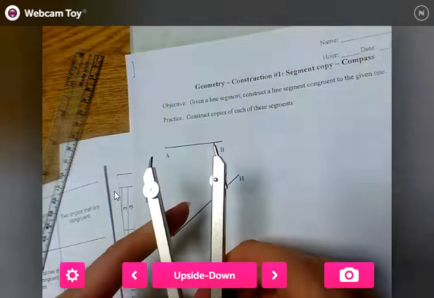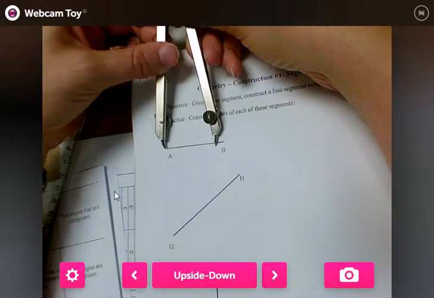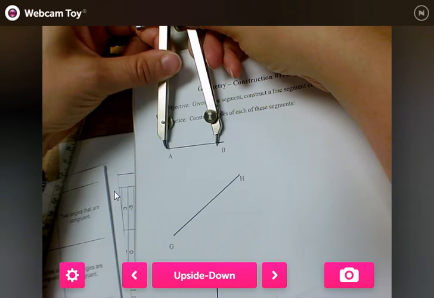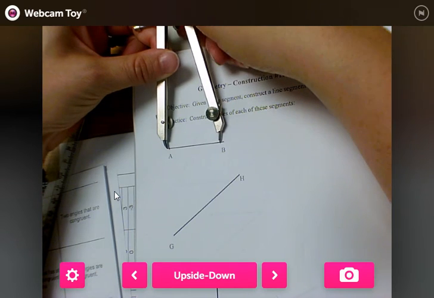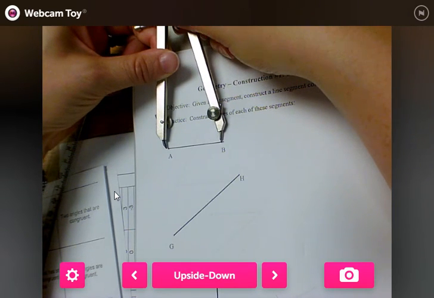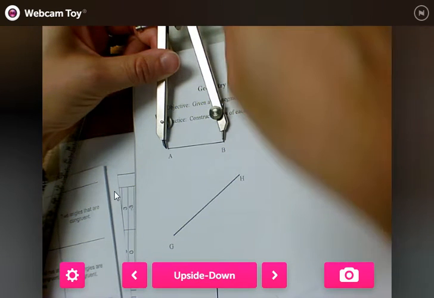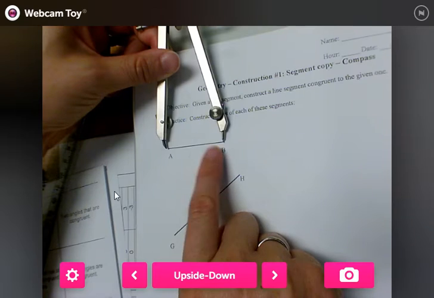Okay. So the first thing I'm going to do is I'm going to take my compass, and I'm going to put it like this on my paper. I want you guys to do this. Now, mine needs to be opened a little bit bigger because I want to measure the segment exactly. So I want my pencil and the pointed end to be at each end point of my segment.